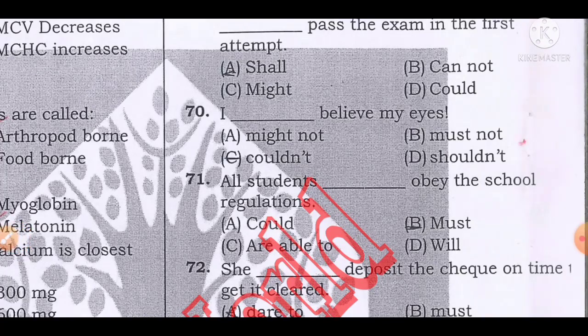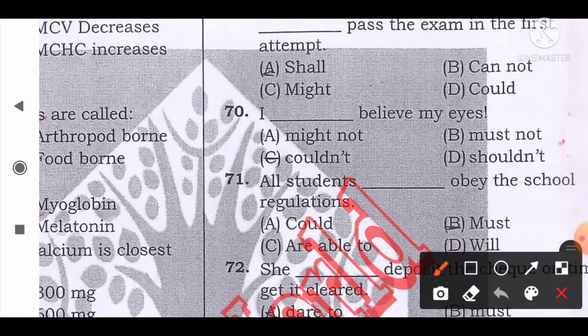Move to the next question, number 70. I blank believe my eyes. A, might not. B, must not. C, could not. D, should not. And the correct answer for this question is C, I could not believe my eyes. So C, could not, is the correct answer for this question.